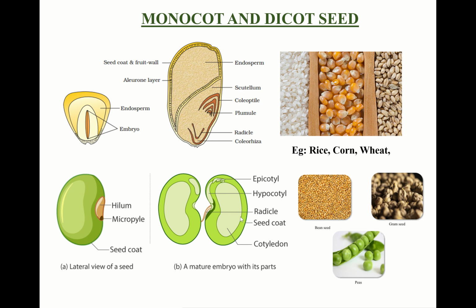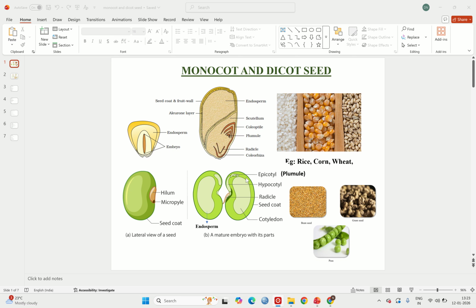Radicle gives rise to roots, and so below the embryonal axis is the hypocotyl, and this gives rise to the root-like structure called roots. Okay, the radicle gives rise to roots, and the radicle is present near the hypocotyl. So epicotyl, this portion is called plumule, and it gives rise to shoot consisting of stem and leaves. Okay, so that's it about the dicot seed.